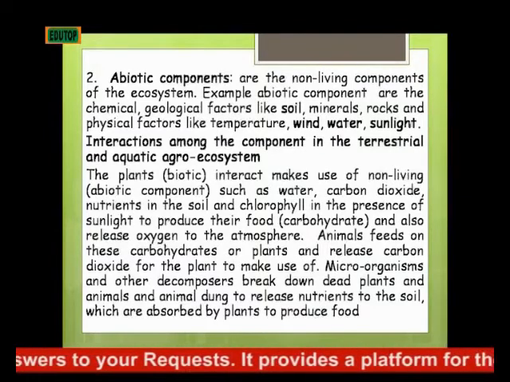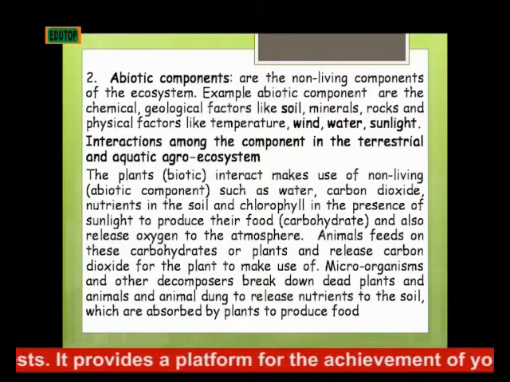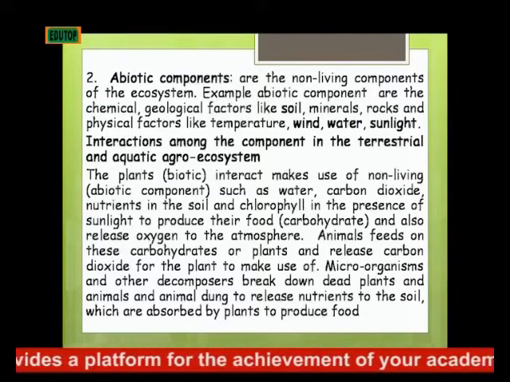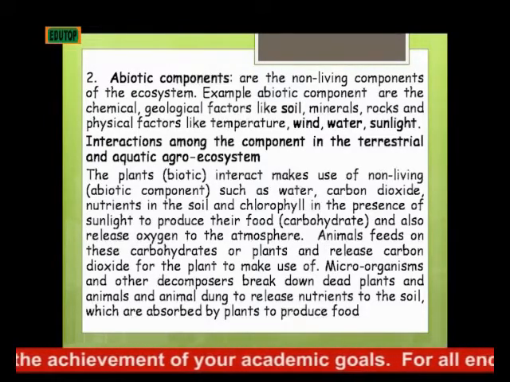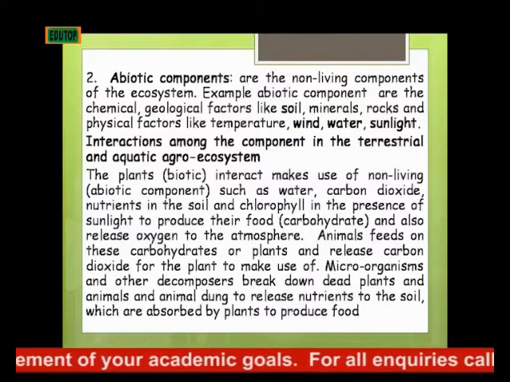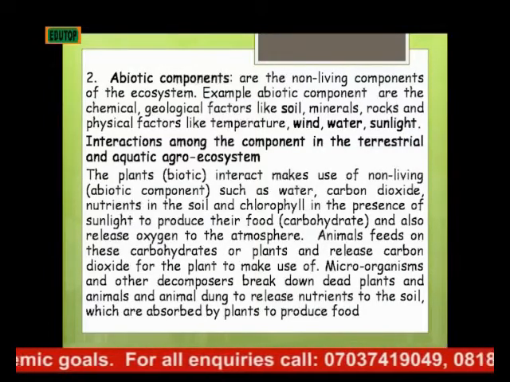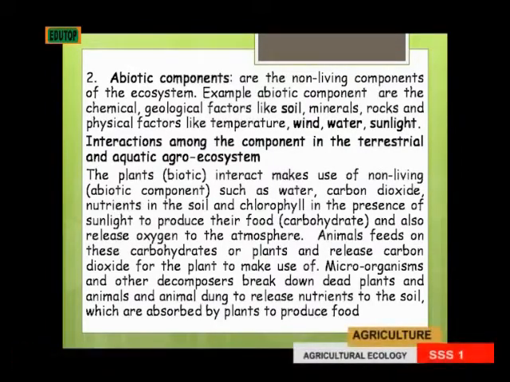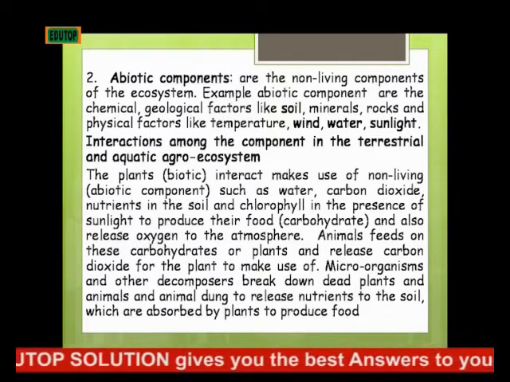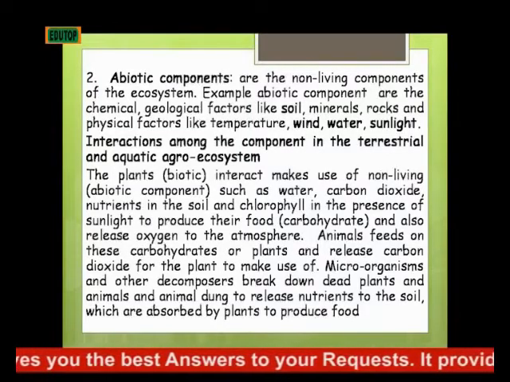The biotic interacts, that is the plant interacts with the non-living things such as water, carbon dioxide, nutrients in the soil, chlorophyll, and then sunlight. All these are abiotic to produce their food and also release oxygen to the atmosphere. Animals then, which are biotic components of the ecosystem, feed on these carbohydrates in plants and release carbon dioxide for the plants to make use of.